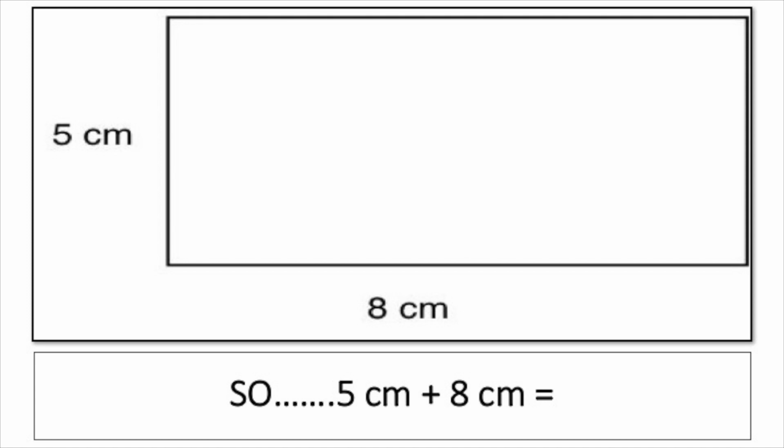So, 5 centimeters plus 8 centimeters. Okay, 13 centimeters. Well done so far. What do we need to do next? 13 centimeters times 2. Perfect. That's how we do the perimeter. You see? Length plus width, times 2, is the perimeter.